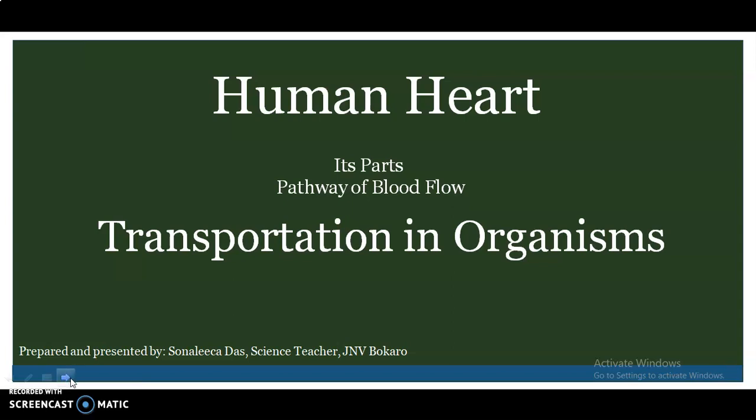Human heart, its parts, pathway of blood flow. When we learn about transportation in organisms and specifically in human beings, then it is essential to know about the human heart, how it functions, and how blood flows through the human heart. So in today's lesson, we are going to learn about the parts of human heart and the pathway of blood flow by using different diagrams and images.